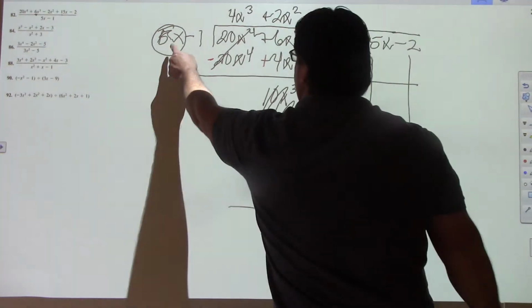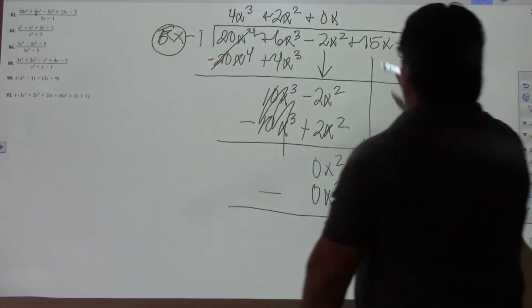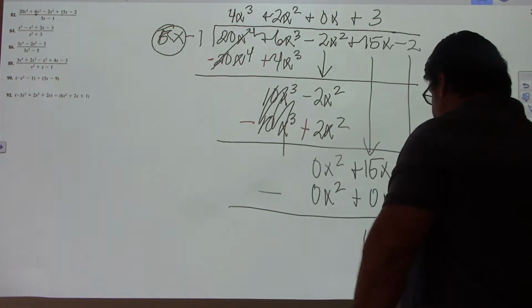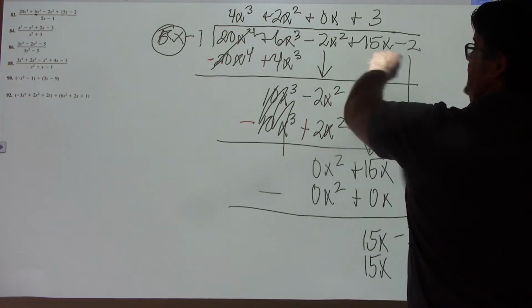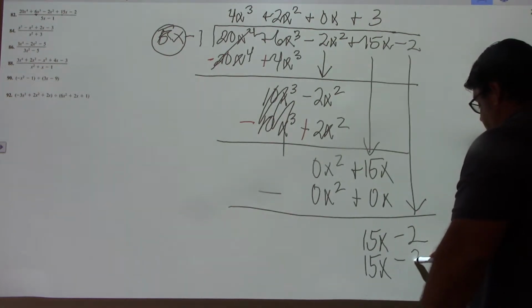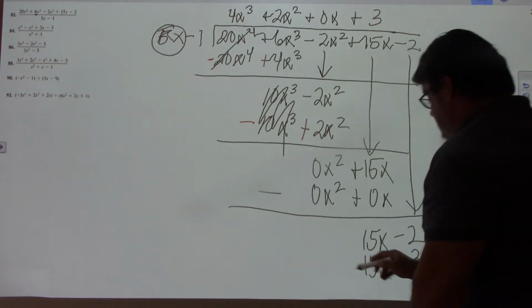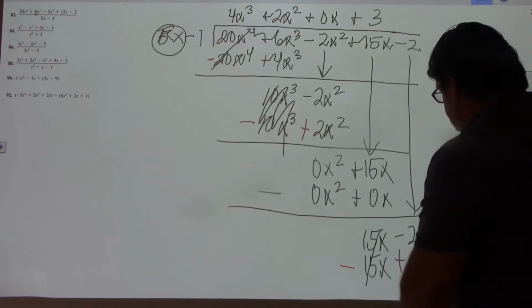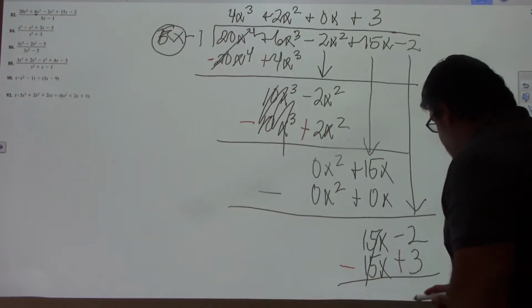How many times will 5x go into 15x? 3 times. 3 times 5x is 15x, and 3 times negative 1 is negative 3. You always subtract. That goes out. Negative 2 plus 3 is 1.